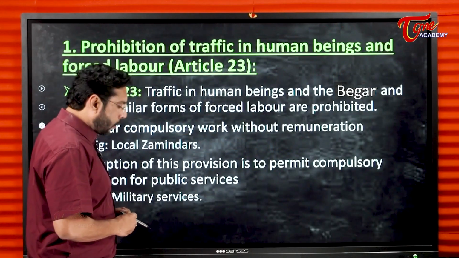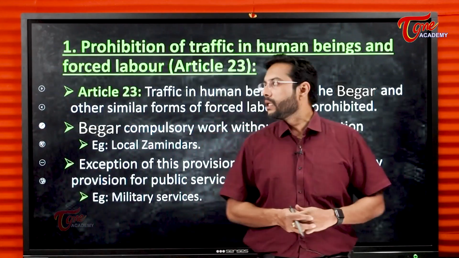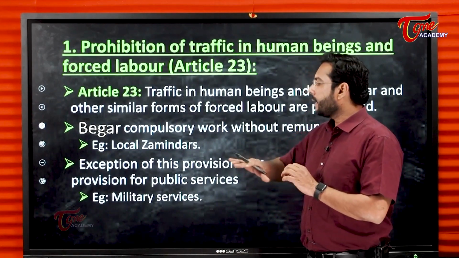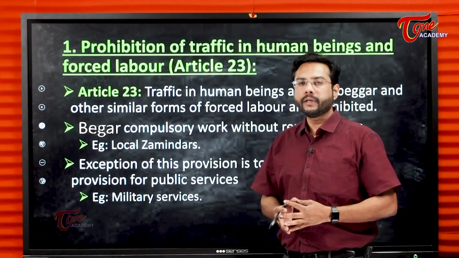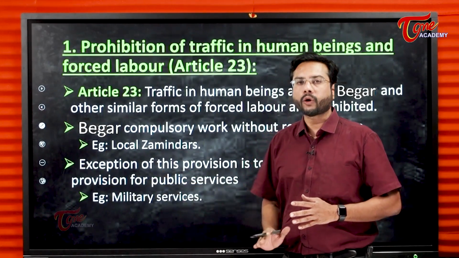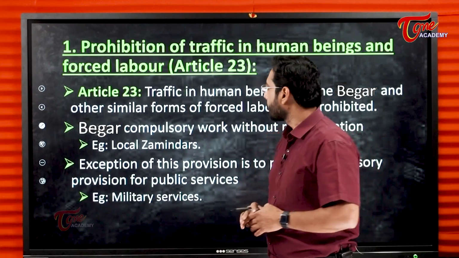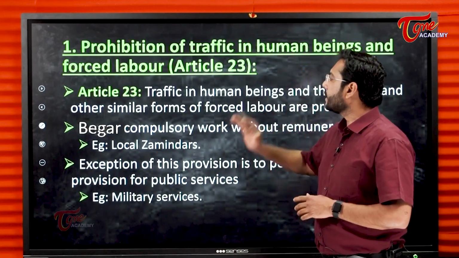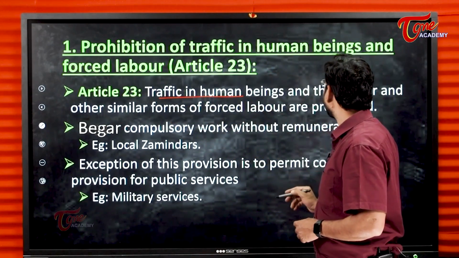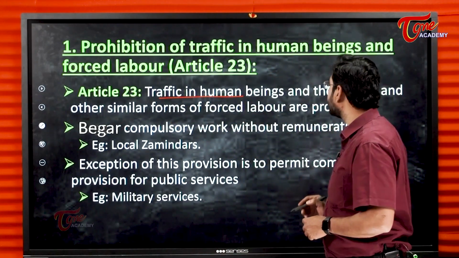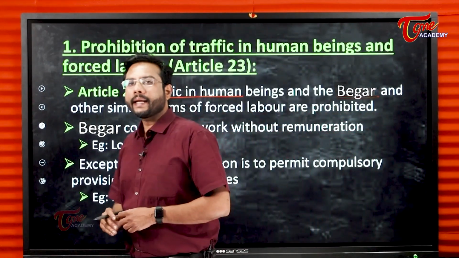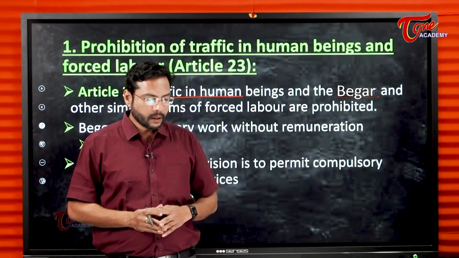So now we get into the detail of Article 23. As I said, Article 23 specially, it is a bigger comprehensive word where we are talking about human beings. Article 24 specially talks about children and adolescents. So what does Article 23 say? Traffic in human beings and the beggar system. Beggar system is a Hindi word. It is a Hindi word used in North India.